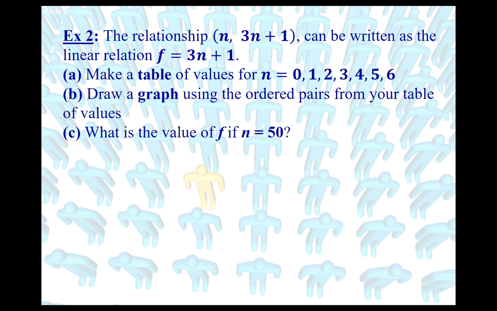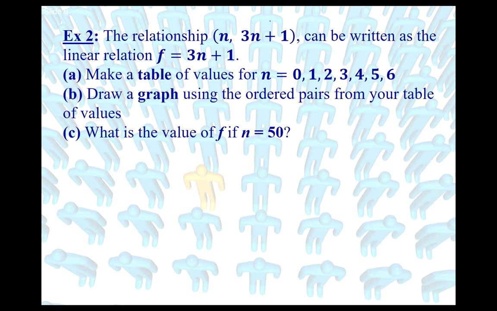All right, I have a second example. I did not include this in the notes booklet, so if you'd like, you can just write it down on a separate piece of paper. Okay, so it says the relationship n and then 3n plus 1 can be written as the linear function f equals 3n plus 1. And it wants me to make a table of values for n equals 0 through 6.